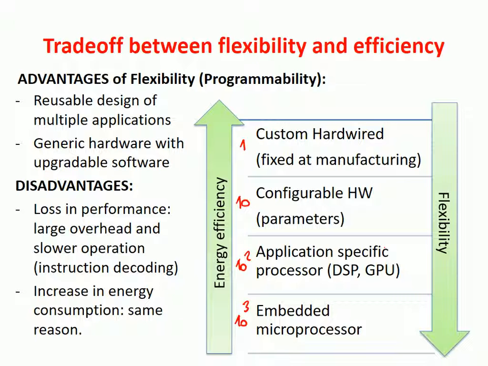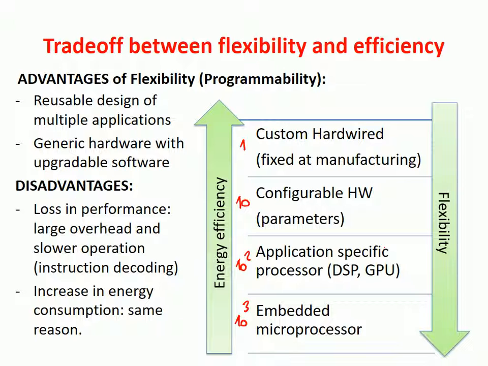On the other hand, if we adopt a flexible solution, such as an embedded processor, we do not need to fabricate it. We just need to buy it. So we do not have any upfront costs to sustain in terms of scale of production.